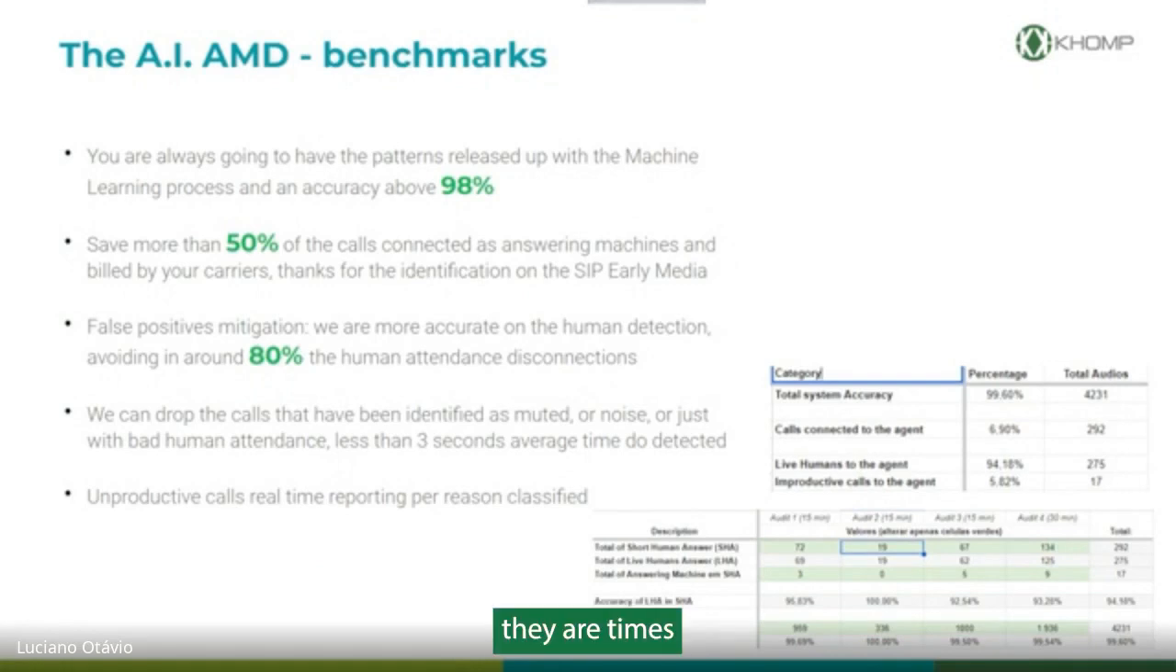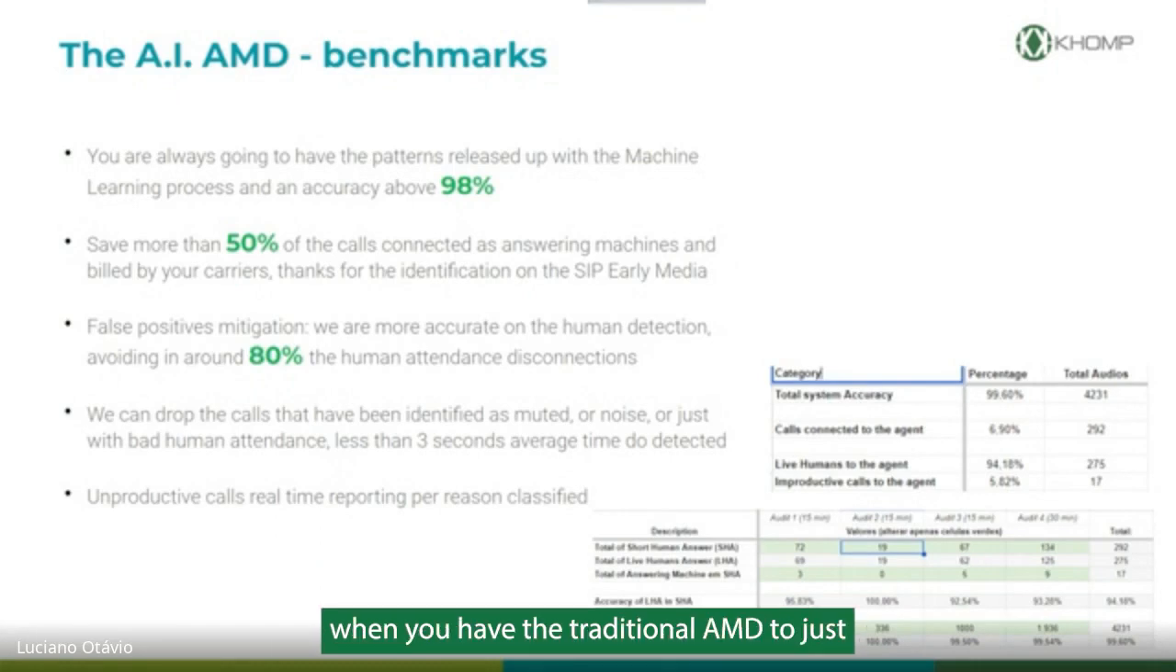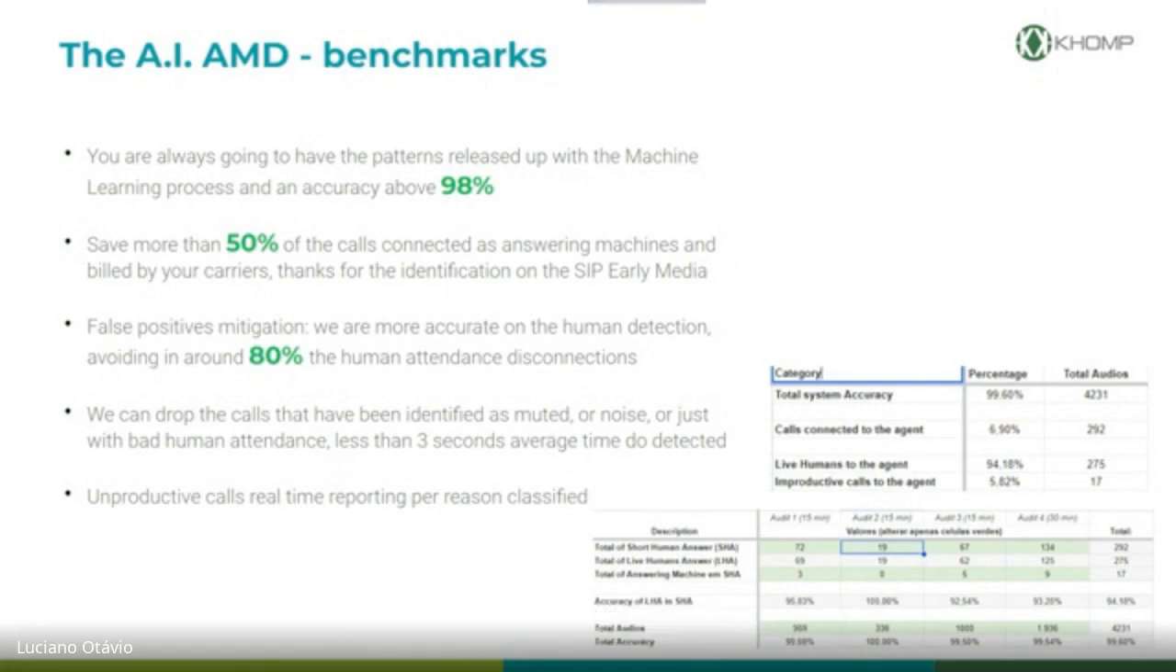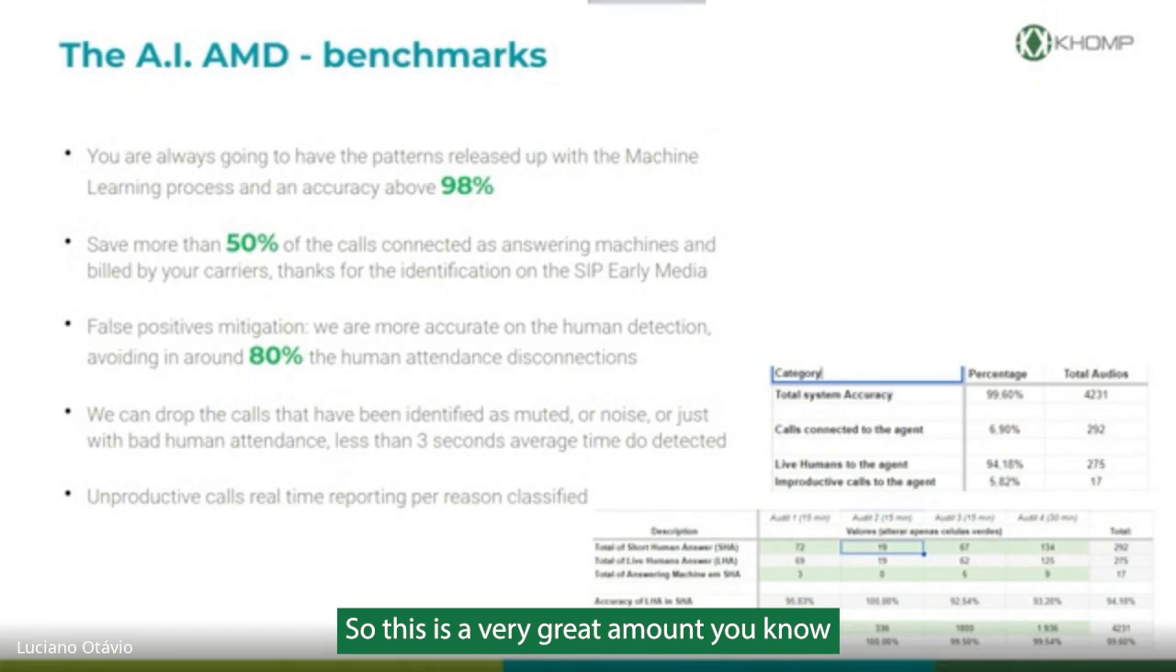On the opposite way, the agents lose 20% of their day, they lose the time just listening for noise, for voicemail, for silence, for a muted attendance. Once we have at least 98%, the maximum 2% of these calls will be muted calls, silence, voicemails or carrier's messages. So we decreased from 20-30% when you have the traditional AMD to just 2% of this loss of time. So this is a very great amount, you know.